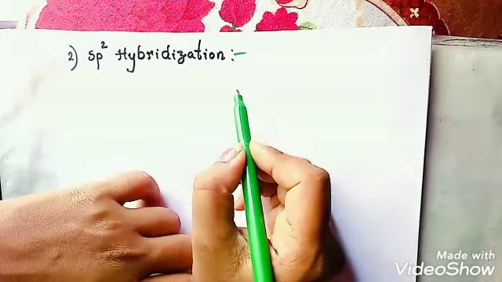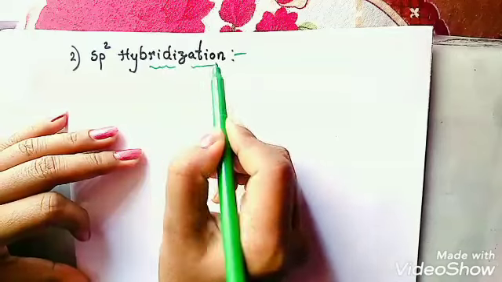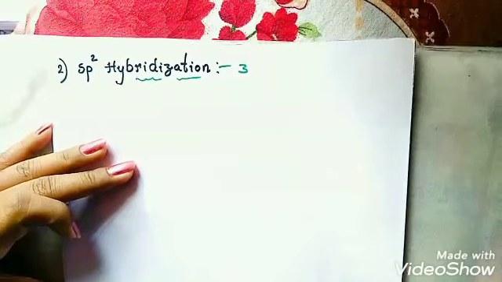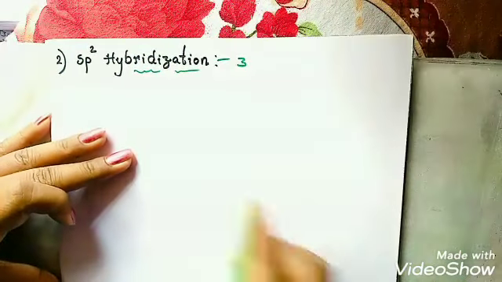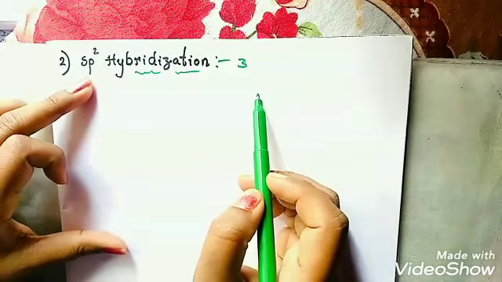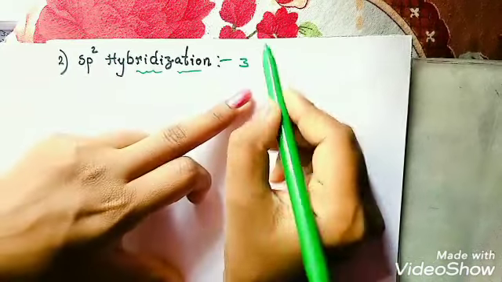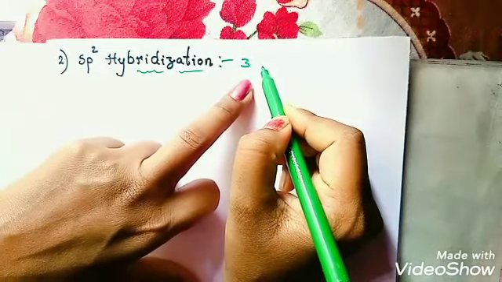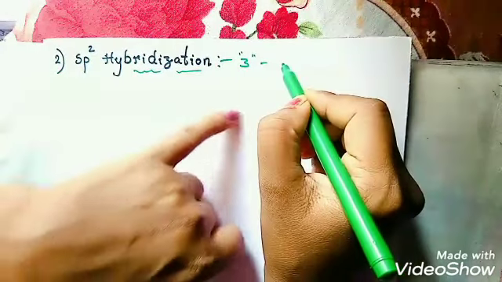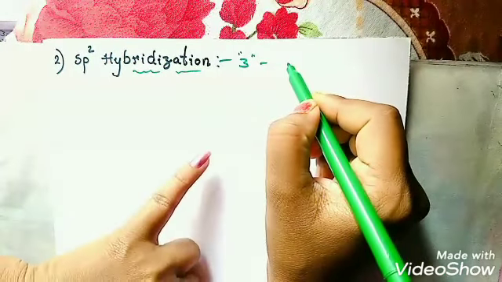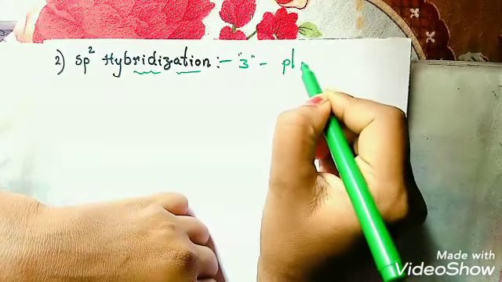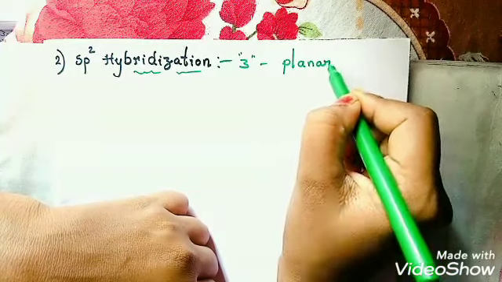Number 2 is sp2 hybridization. Students, in this, finally 3 hybrid orbitals can be formed. Why? Because 2 p orbitals and 1 s orbital are going to be involved in this hybridization, so that the finally formed hybrid orbitals can be 3. So students, if you see the structure of the compounds having this hybridization, that is planar.